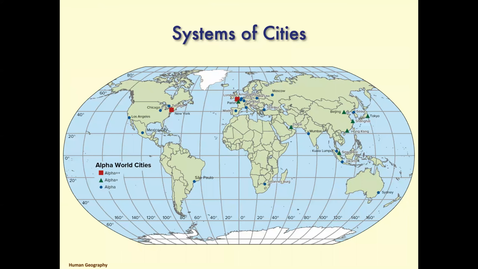And again, alpha plus, alpha plus, and just alpha cities. So New York, London, Tokyo, and then you have Beijing and Shanghai. You have Los Angeles, Chicago, Mexico City, Sydney, Australia.